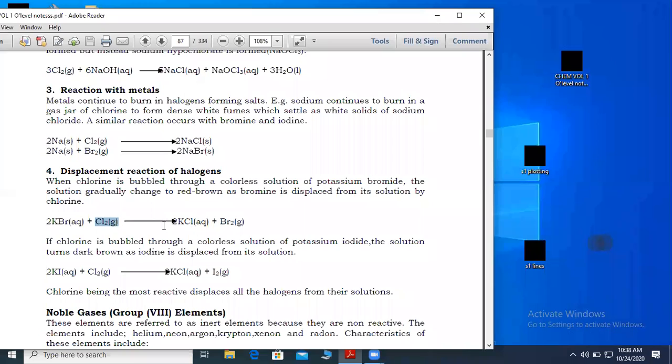Bromine gas is red in color, so a red solution will be formed. If it is in water, then bromine aqueous is reddish brown. Chlorine can also displace iodine, and you'll form potassium chloride plus iodine, because chlorine is more reactive than iodine. So it will displace it from the solution of potassium iodide.